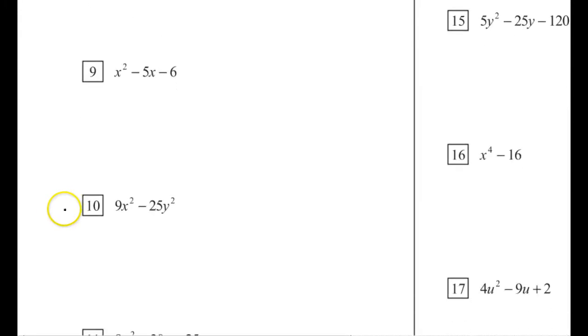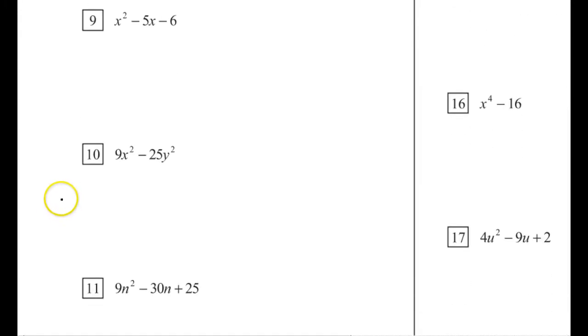Okay, this is part 2. Let's continue on to number 9. So we have a trinomial. Check for a GCF. There is not one. Nothing goes into these. So we're going to go to the x and see what multiplies to a times c.